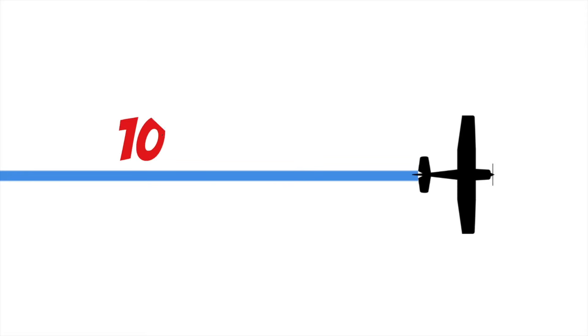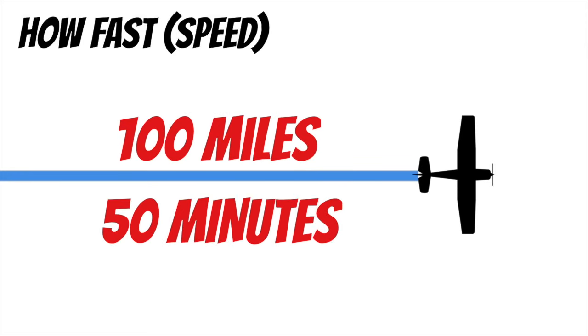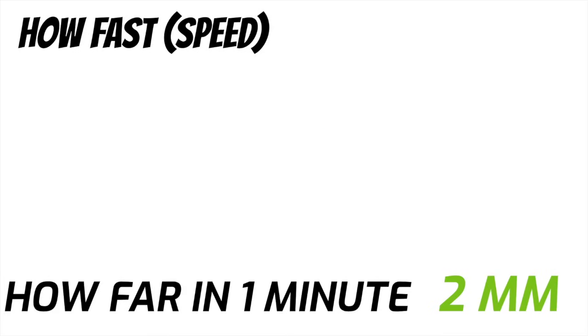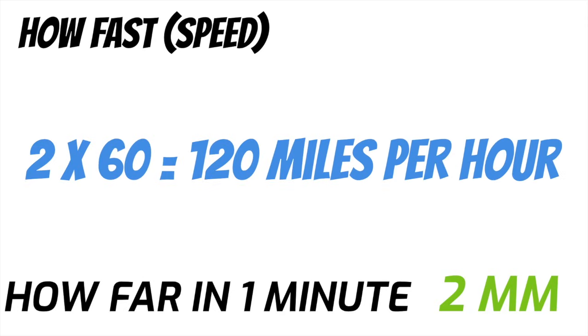Okay, what if I flew 100 miles and it took me 50 minutes to get there? Now how fast am I going? Once again, the first step is to figure out how far we went in 1 minute. Well, 100 miles divided by 50 minutes is 2, so I'm traveling 2 miles a minute. And you probably don't even need a calculator to see that 2 miles a minute times 60 minutes is 120 miles per hour. Now you're starting to see how easy this is, but let's make things a little bit harder.